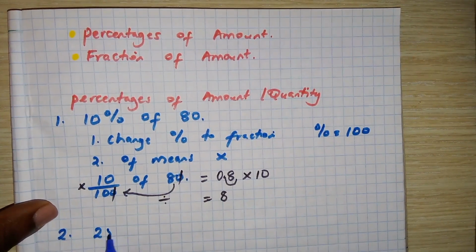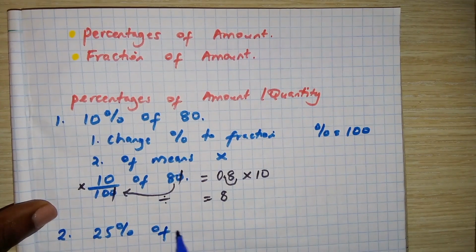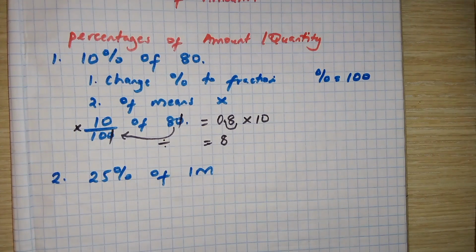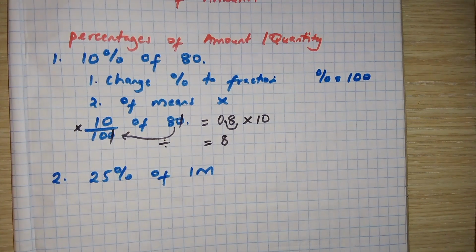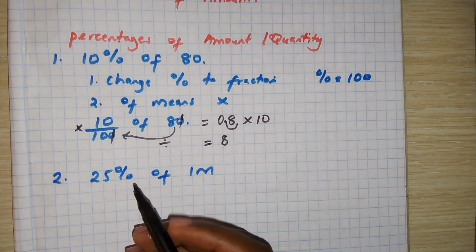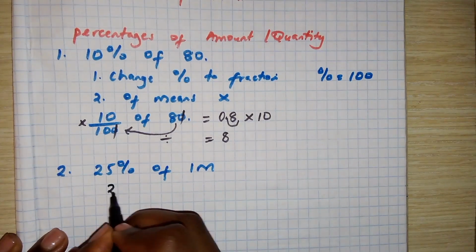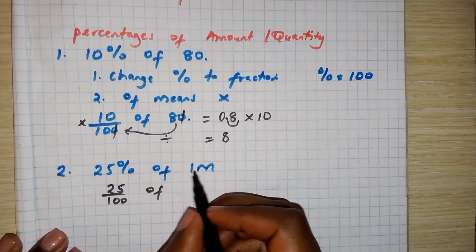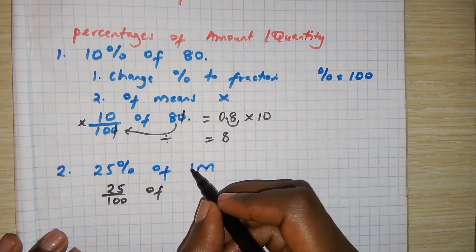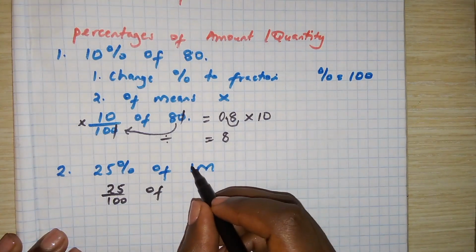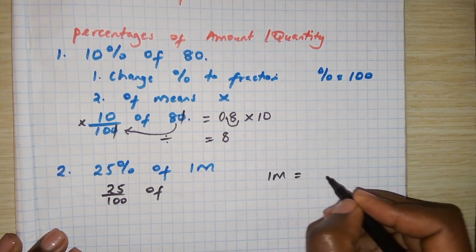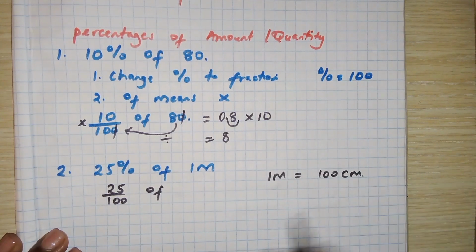Number 2, 25% of 1 meter. So 25% of 1 meter. So we change this one to a fraction. 25% is out of 100. And since this one is a small number compared to this one, we need to change it to a smaller unit. So we know that 1 meter equals to 100 centimeter.